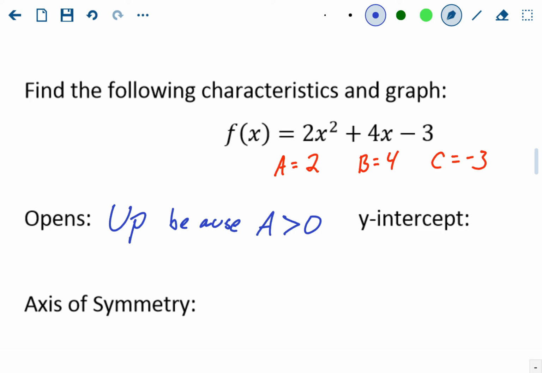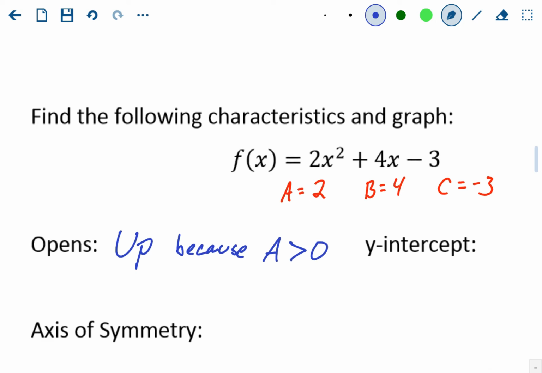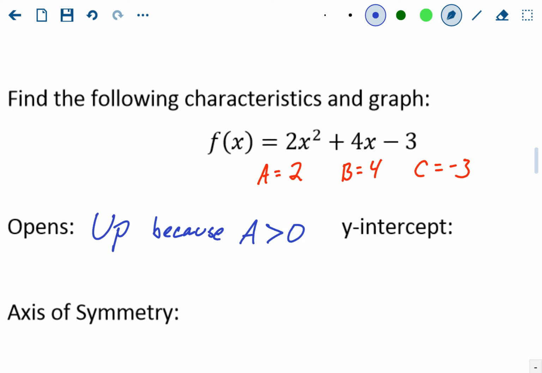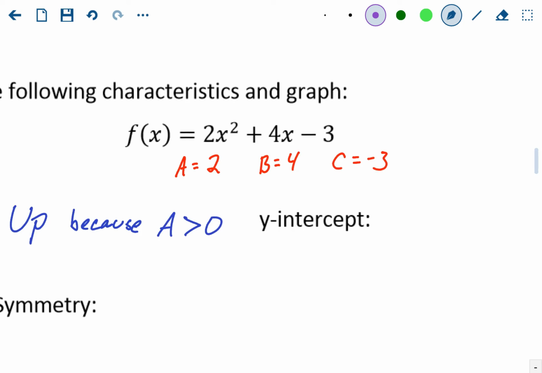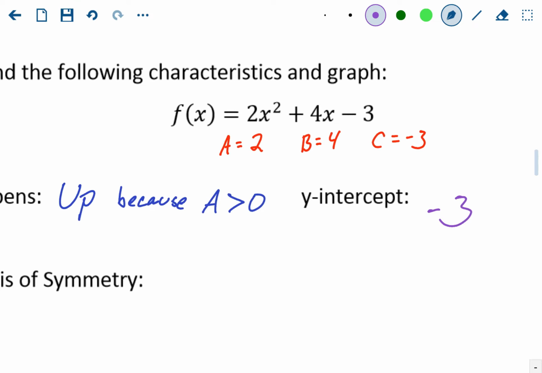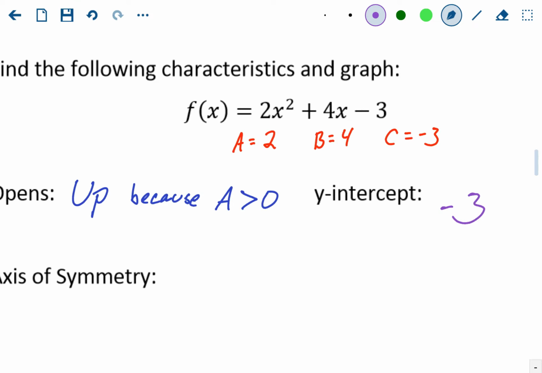All right, the y-intercept. We could also find the y-intercept without doing any work. The y-intercept is always the c value. Because again, if you think about it graphically, the y-intercept is when x is 0, and if x is 0, then the a term goes away, the b term goes away, and you're left with just c. So the y-intercept is negative 3. Okay, so without any work, we know 2 important facts about our graph.